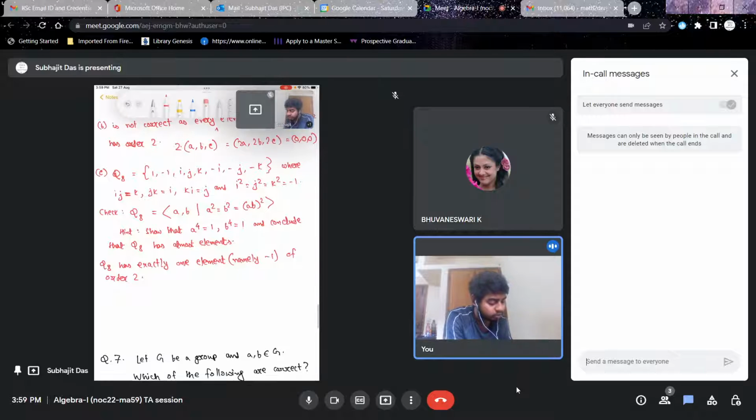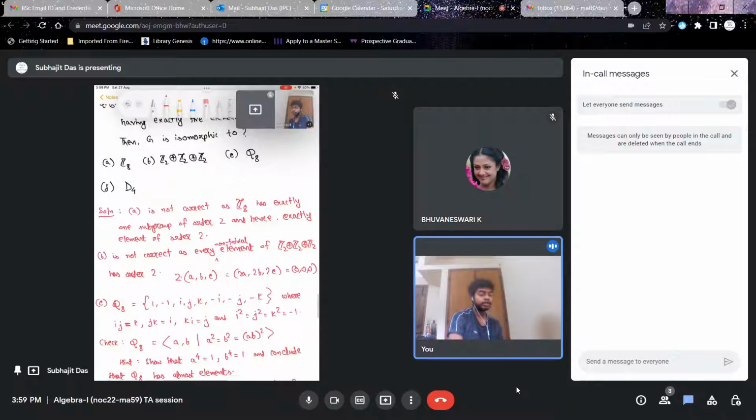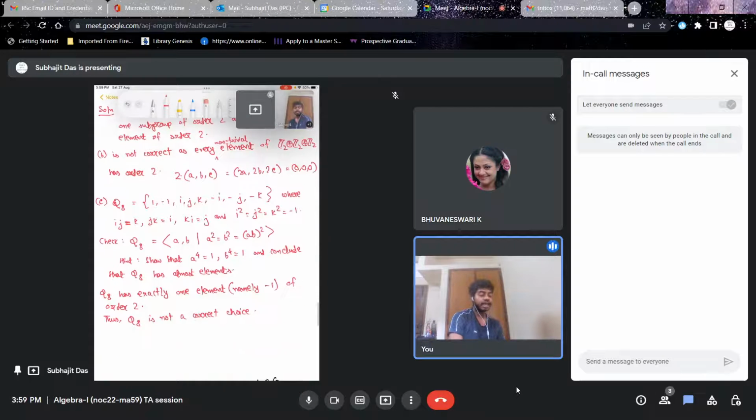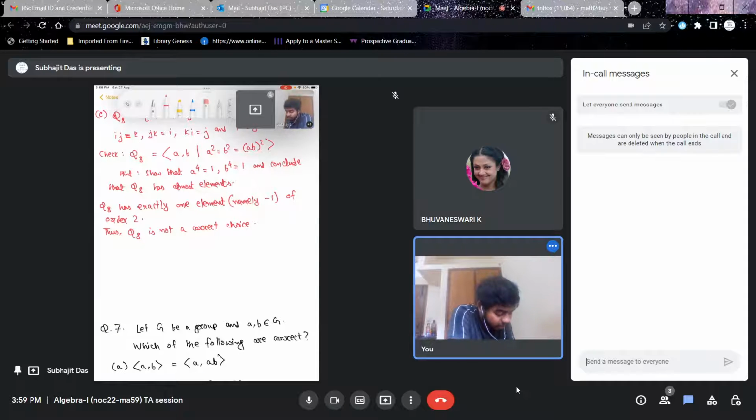This Q8 is not a correct choice. Why? Because we have clearly mentioned that the group G that we are talking about has exactly 5 elements of order 2, right? So we are only left with one option, that is D4, the dihedral group consisting of 8 elements. And indeed it is the right answer. That's very easy to understand because you have covered D4 previously, right?